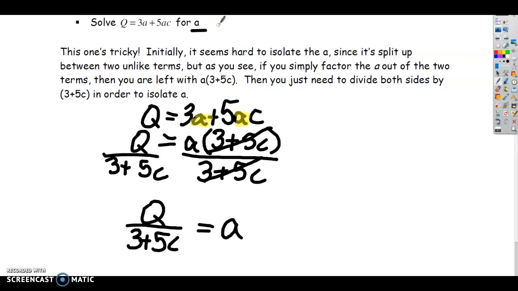So first you had to isolate a, and then you had to divide by everything else since you were multiplying. So that one's not too hard once you get started. It's just kind of knowing where to start. All right, good luck on your homework.